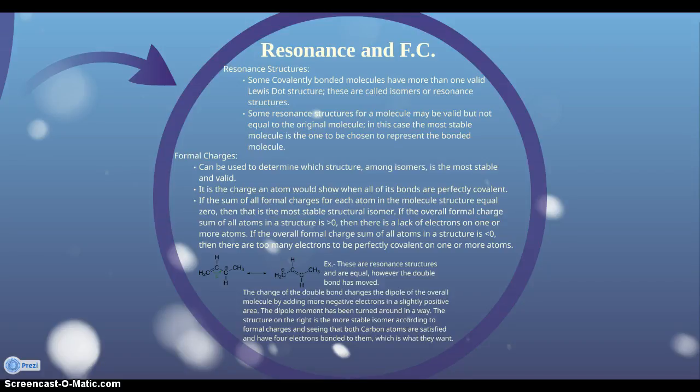I just have a quick example right here. I'm not going to run through the whole thing. It's basically just two resonance structures. A double bond has shifted, and the one on the right is the more stable one due to formal charges that I found. Basically, just the carbons are more stable and are perfectly happy with the amount of electrons they have due to the double bond.